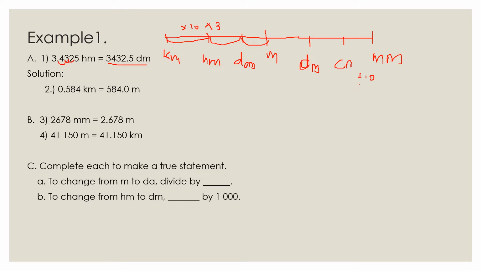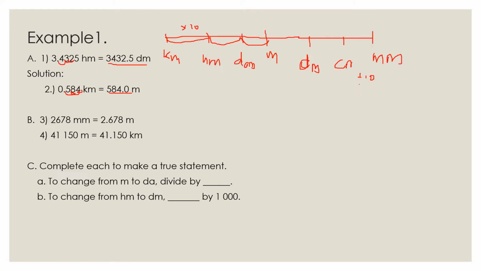That's 30, no? But what that means is that it is 10, 20, 30. We need to move 3 spaces, no? 3 spaces at a time. Okay, so that's why our answer is 1, 2, 3. That's why we get this 584 meters.